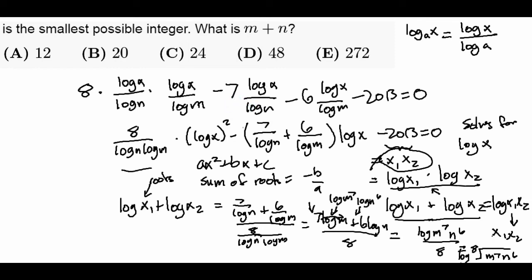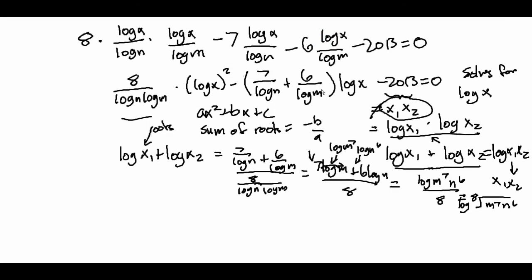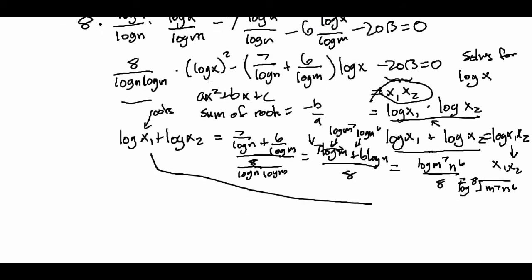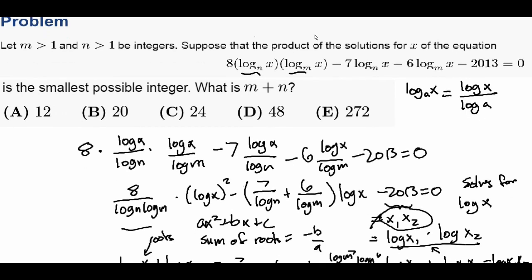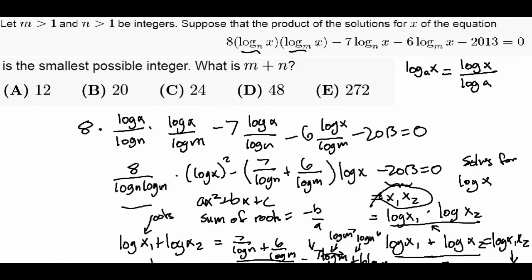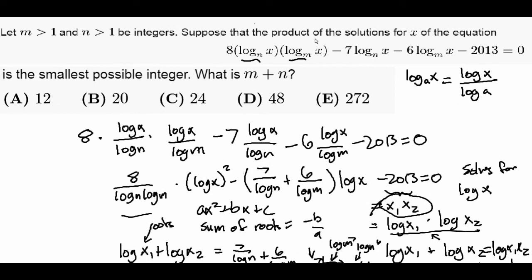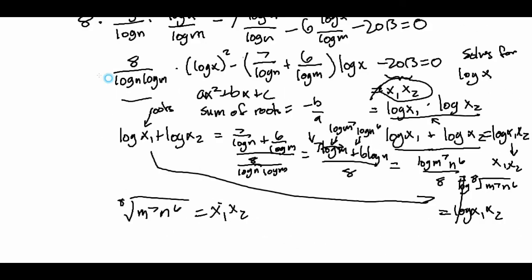Well, log of that. Where does this bring us? Well, remember that this equals that, right? So this would also equal log x1 x2. And since we can just cancel out these logs, we get the 8th root of m to the 7 n to the 6 equals x1 x2. That seems much simpler in my opinion. Now, we know that m is greater than 1 and n is greater than 1, right? And we also know that this is an integer.